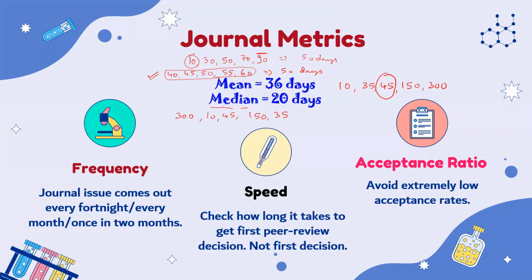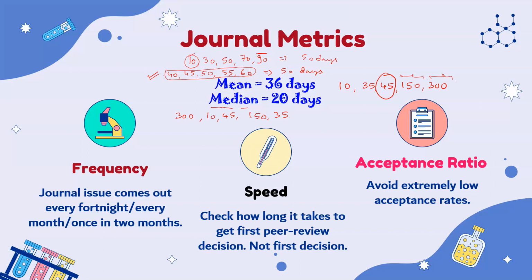So you will be easily tempted. Okay, 45 days is how much? 1.5 months, 6 weeks only. So this journal is quite fast. So let us quickly submit our article to this journal. But see there, one of the values is 150 days. Okay, 150 days is how much? Too much. 5 months. This is 300, 10 months. Right. So this mean or median, they do not give a complete indication of the journal speed.